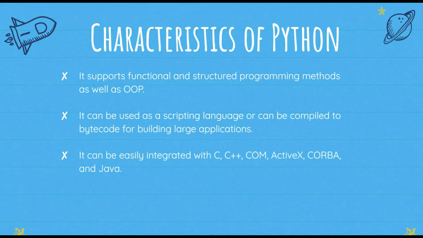It also supports multiple inheritance, unlike Java. A class is a blueprint for such an object. It is an abstract data type and holds no value. So it can be used as a scripting language or can be compiled to bytecode for building large applications.